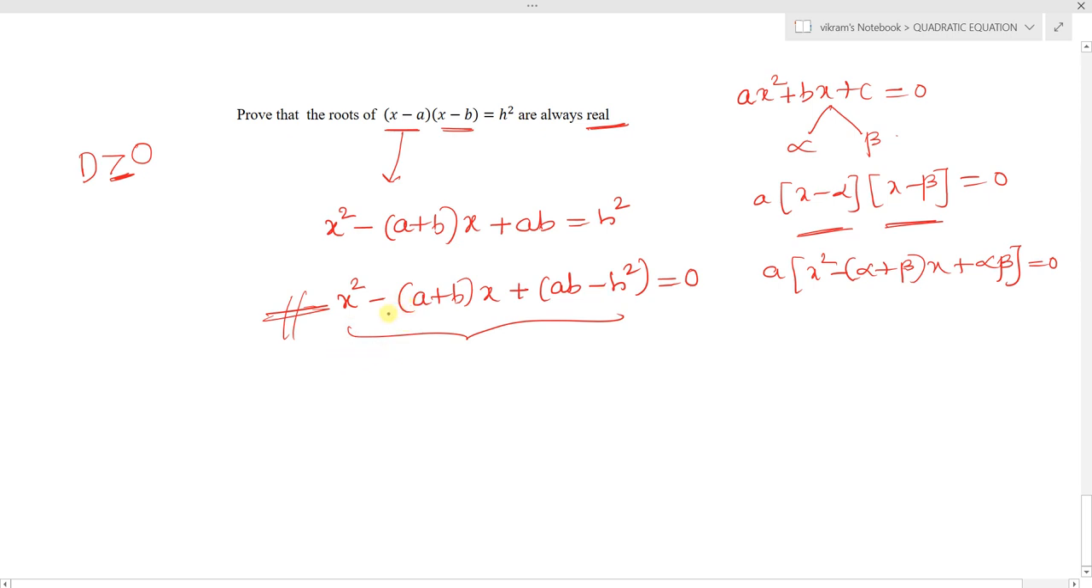Here b is minus of a plus b, and c is ab minus h square, and a equals 1 itself.